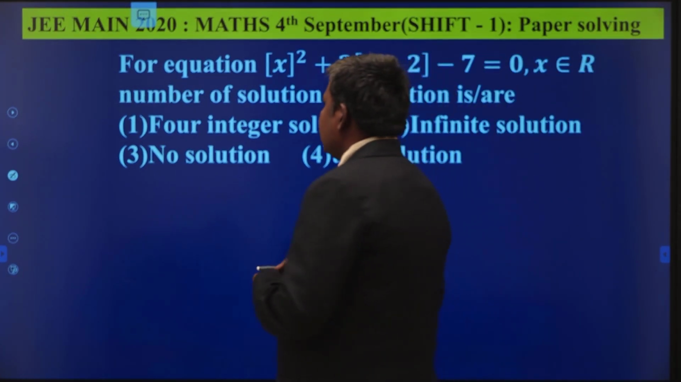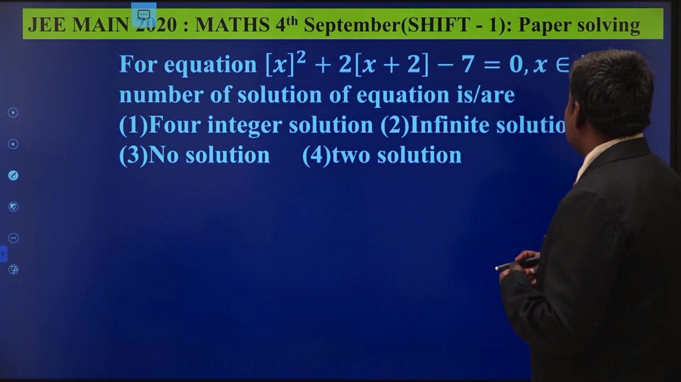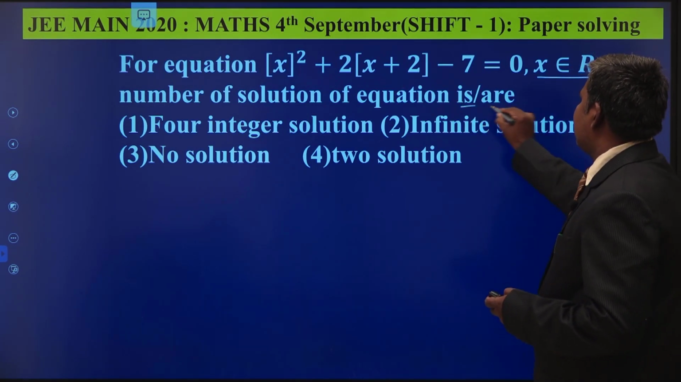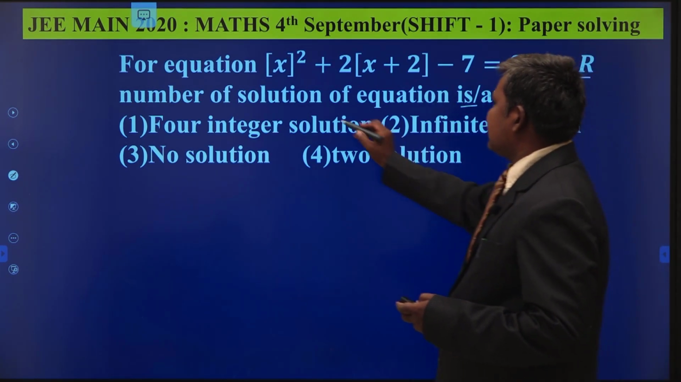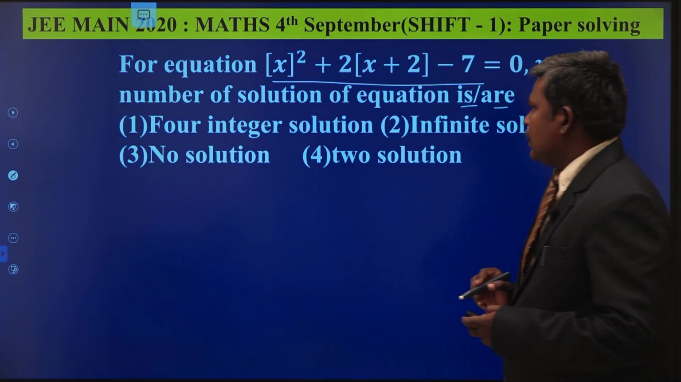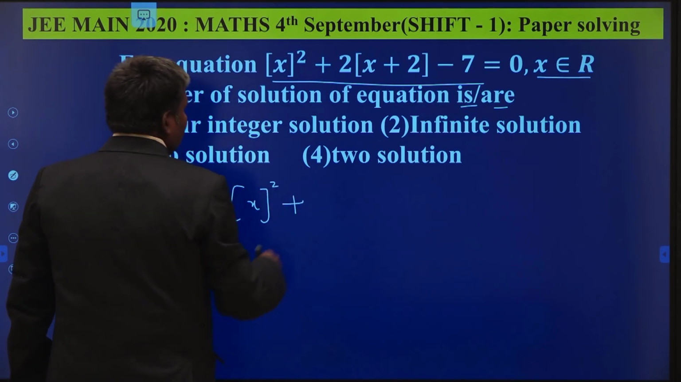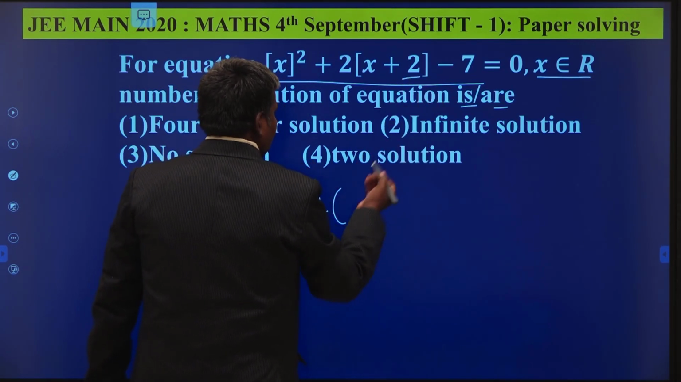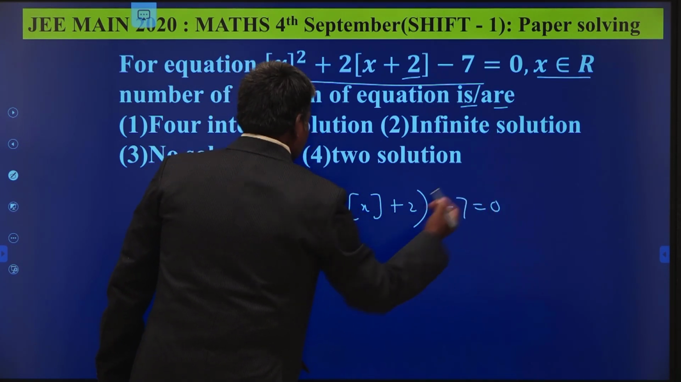See this next question. For the equation [x]^2 + 2[x + 2] - 7 = 0, x belongs to R, the number of solutions of this equation is? Here [x] is the integral part of x. You have to find the number of solutions. [x]^2 plus 2 times [x + 2], you may write this as [x] + 2, minus 7 equals 0.